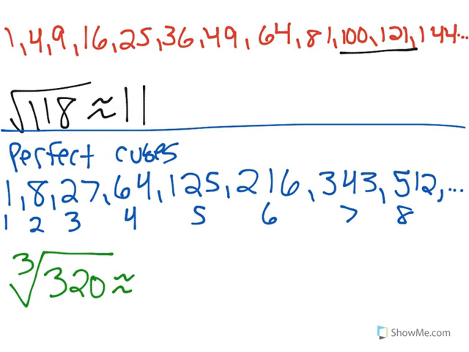So let's say we were asked to find what is the cube root of 320 rounded to the nearest integer. Now if you look at your list, 320 is a lot closer to 343 than it is to 216. So that means it's going to be a lot closer to 7, so it's going to be approximately 7. And if you were to check with the legitimate answer, you would get 6.839, and that to the nearest whole number would round to 7.